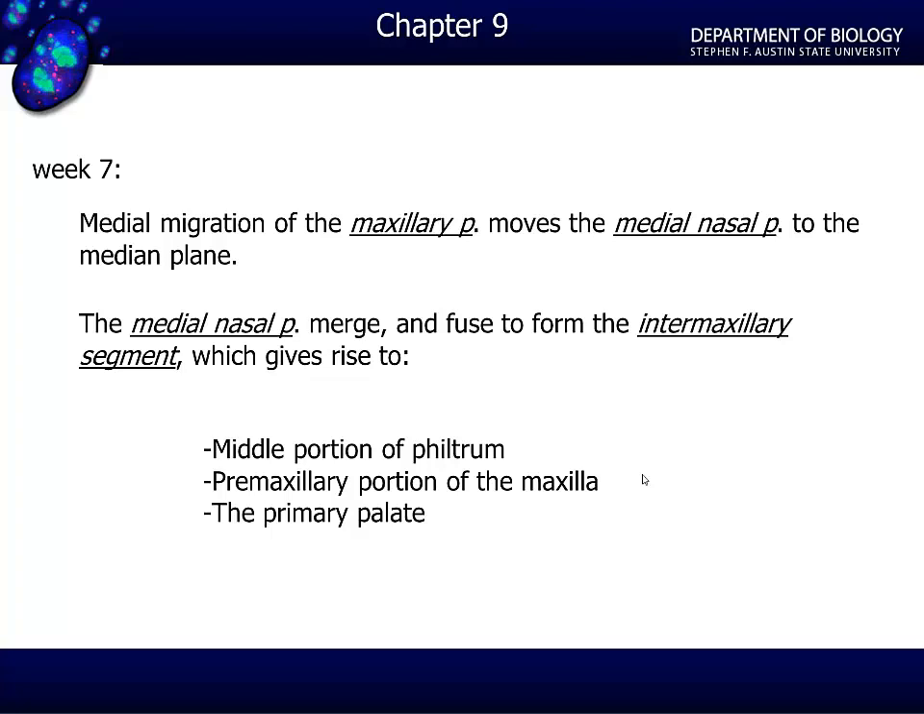We're also going to see that this gives rise to the philtrum of our upper lip, the little indentation we have that runs up to the part of our nose. That little indentation is the philtrum. So that's going to come from the intermaxillary segment, as well as the primary palate, this hard first part of our palate just behind our teeth. So it's going to form an important part of the nose. It's going to close off the open front part of our maxilla, and it's going to begin to form the first part of our primary palate as part of the roof of our mouth.